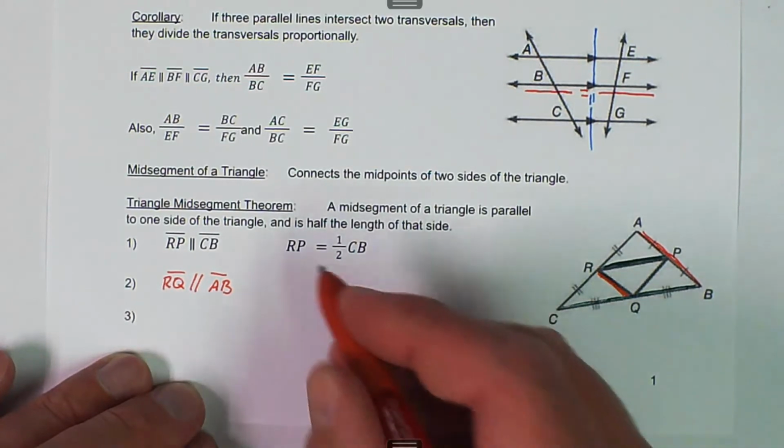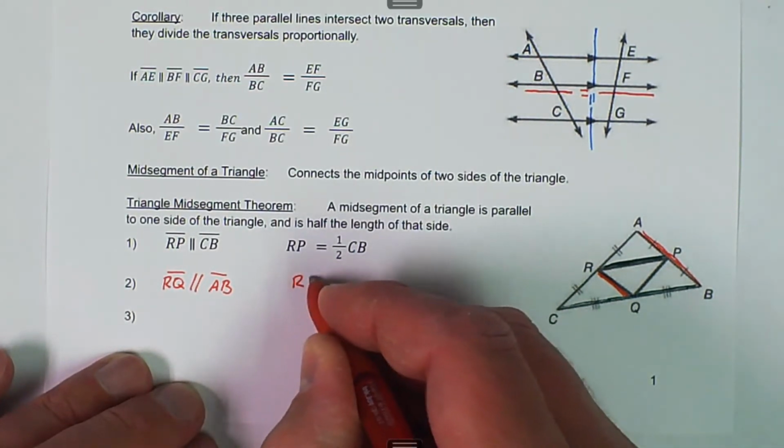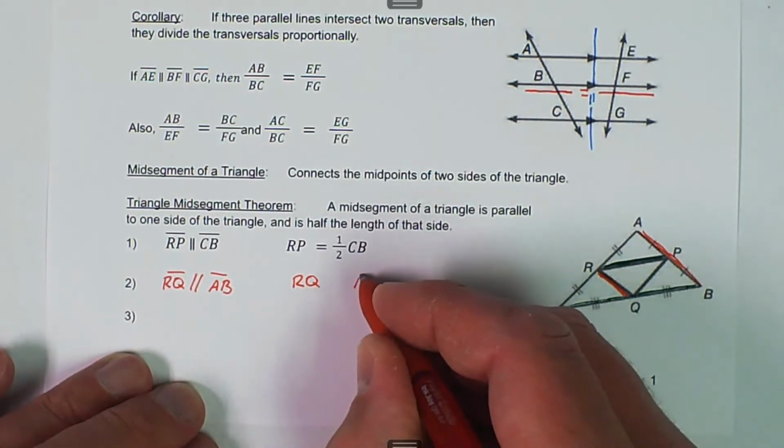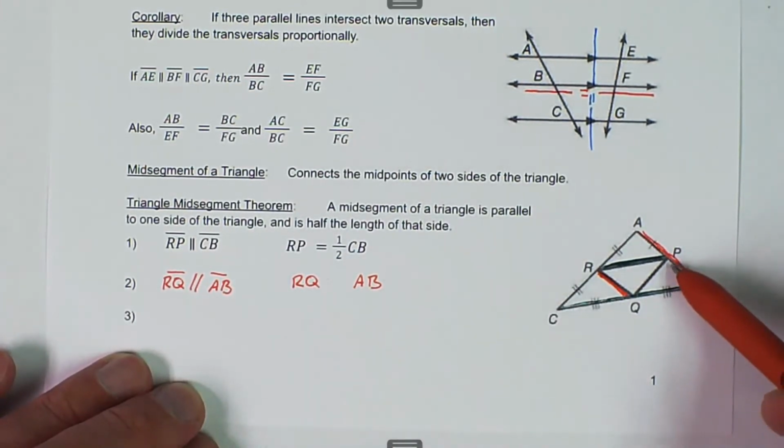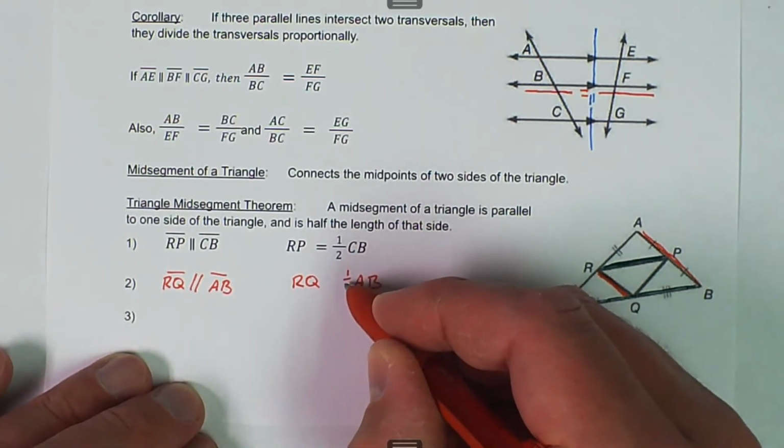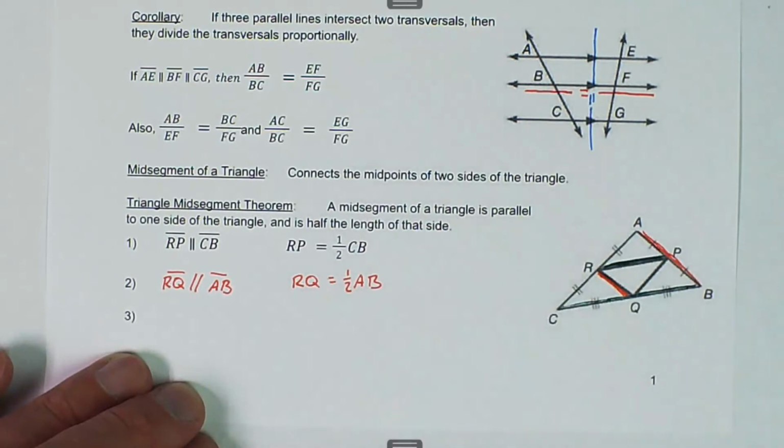So we're going to use these same 2 again. So it's going to be RQ and AB. Now, which one is smaller? Well, AB is bigger. So we have to cut AB in half in order to make sure it's equal to RQ. So if we put 1/2 over here with AB, then they will be equal.